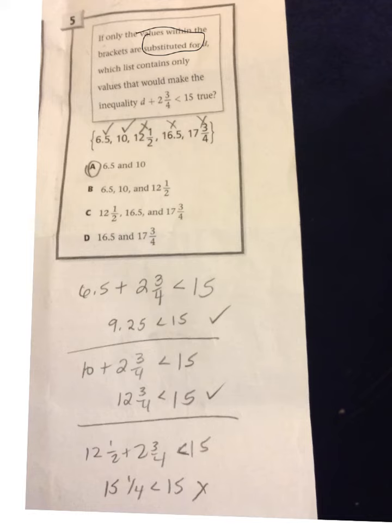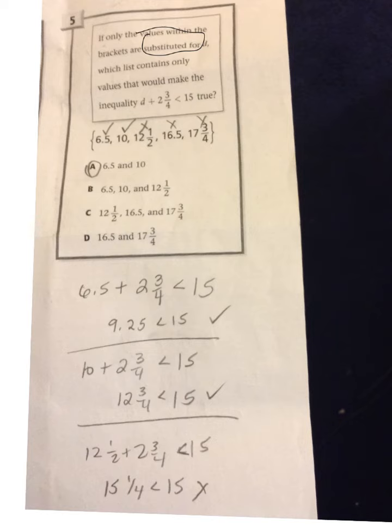So what I did down here, and you have a calculator, so this should have been somewhat simple math. Hopefully most of you guys know how to use the ABC button to push in your fractions. For A, I went through and started plugging in each one of those values. I started with 6.5. On my calculator, I did 6.5 plus 2 ABC 3 ABC 4, and I pushed enter. When I got my answer, I got 9.25 is less than 15. That is correct. So I knew that 6.5 worked, so I put a check above it.